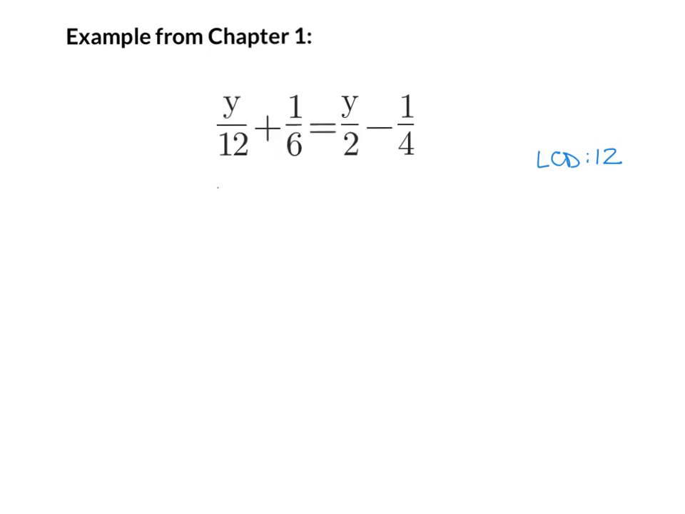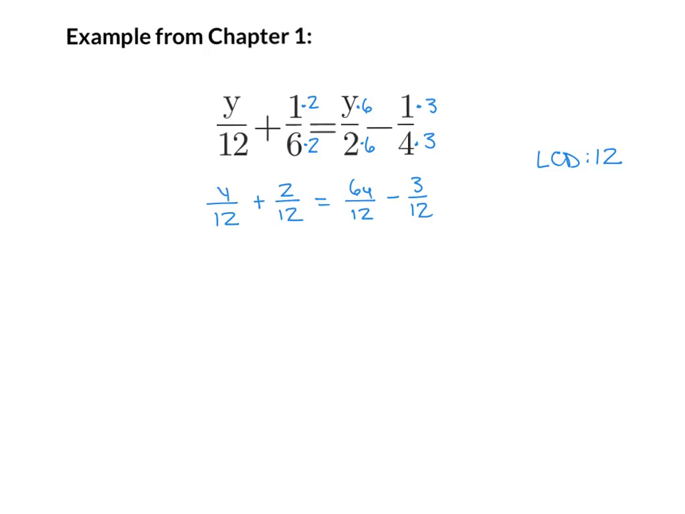The first one stays the same. The second one, in order to get a denominator of 12, I want to multiply by 2. I'm going to do the same thing to the top and the bottom. Y over 2, to get to 12, I want to multiply by 6, doing the same thing to the top and bottom. We get 6y over 12. And the last fraction we want to multiply by 3. We get minus 3 over 12.